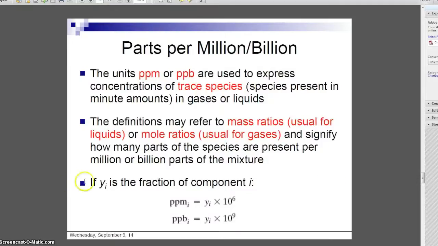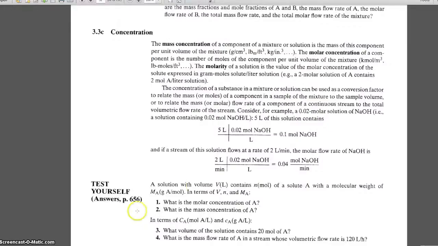Let's say yi is the fraction of component i. Parts per million is 10 to the power of 6, while billion is 10 to the power of 9. So if the component is quite abundant, you can use parts per million, while if the component is rarer, you can use parts per billion. You get it? Right, let's just go through the textbook.